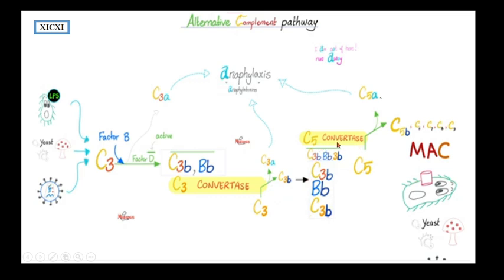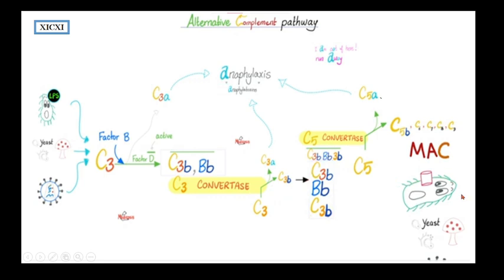This C5 convertase converts C5 into C5A and C5B. Usually this protein, C5A, leaves the cascade, and we remain with C5B. C5B recruits C6, 7, 8, and 9. All of them form what you call MAC, the membrane attack complex, which forms pores in this bacteria.